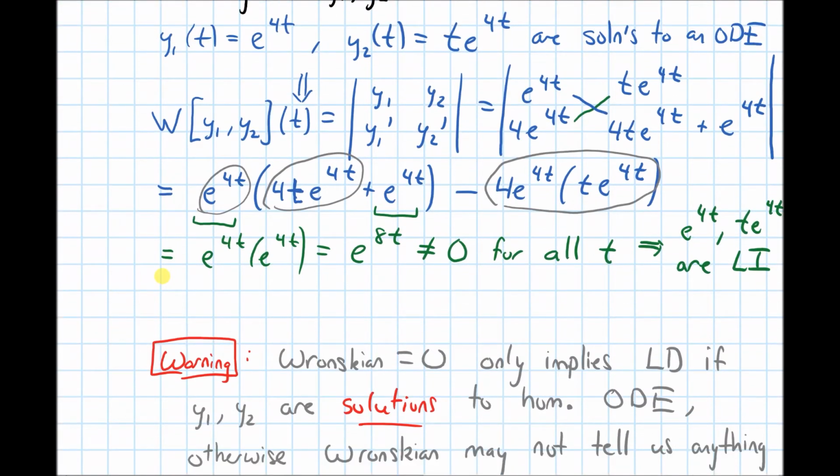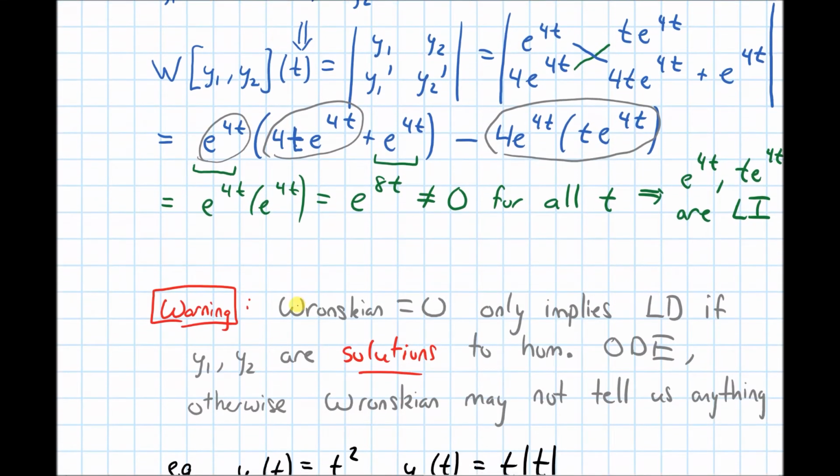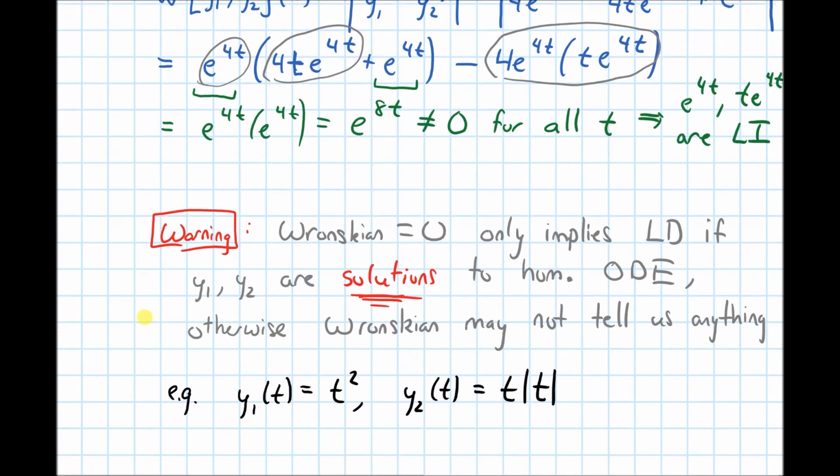All right, so next I want to state a key warning. So the warning is the Wronskian being equal to 0 only implies that our functions are linearly dependent if the functions y1 and y2 are actually solutions to a homogeneous ODE. If they're not solutions to a homogeneous ODE, the Wronskian being equal to 0 might not tell us any information. So that is super, super important. It's important that these functions are actually solutions to a homogeneous ODE. So I want to do an example to illustrate why this is important.